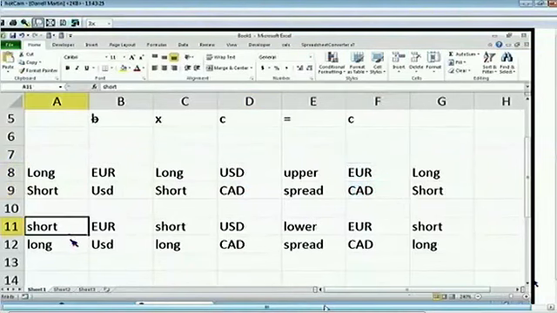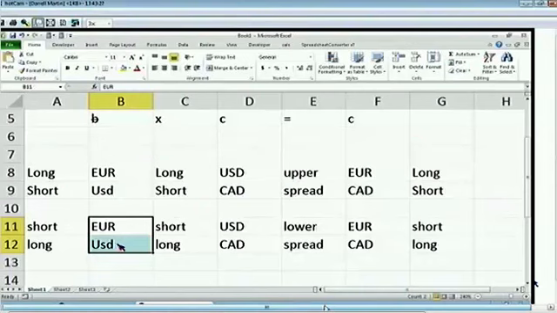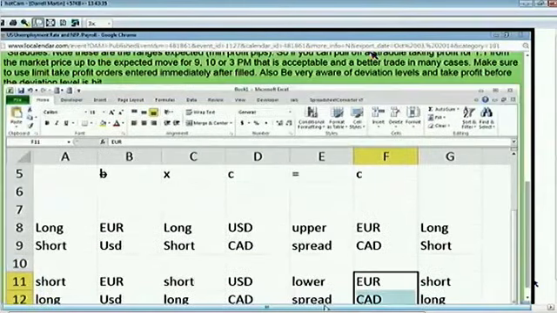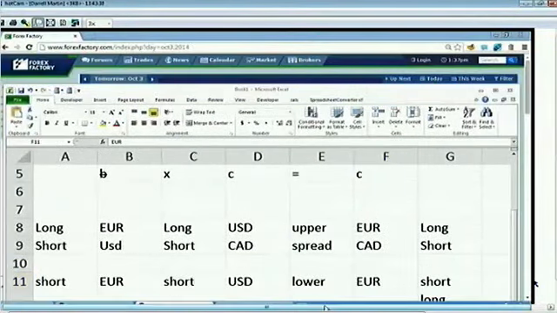And then you short the Euro dollar lower spread. You short the dollar CAD lower spread. That gives you a Euro CAD lower spread. So now that I've talked about it, I've walked you through it, let's look at doing it. What would that actually look like?